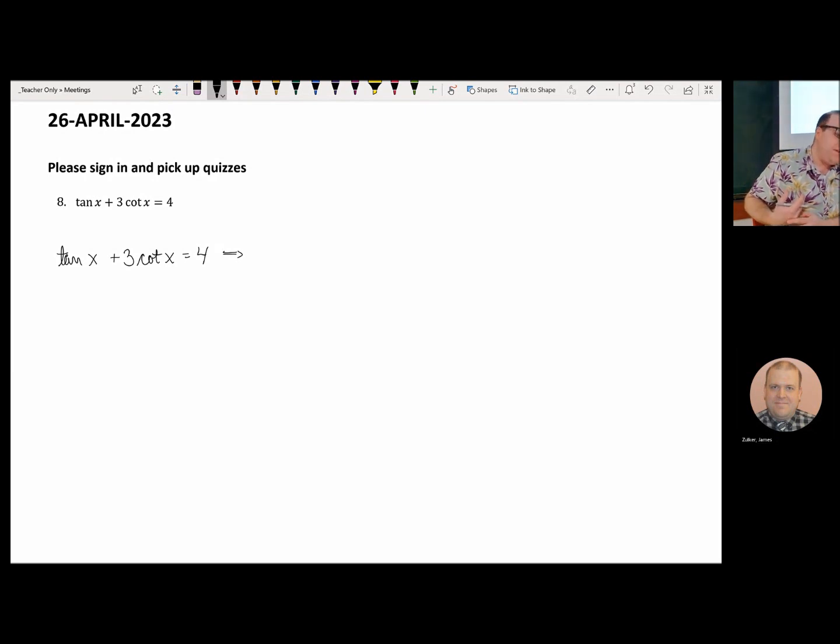Well, if I have similar to one we've done before, I'm going to multiply everything by tangent. Okay, cotangent. Tangent squared minus 4 tangent plus 3 is equal to 0.